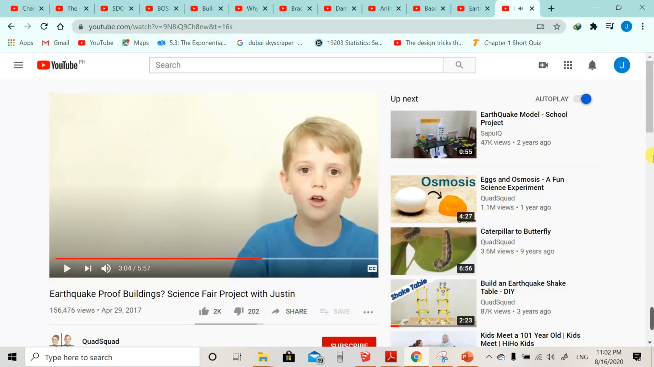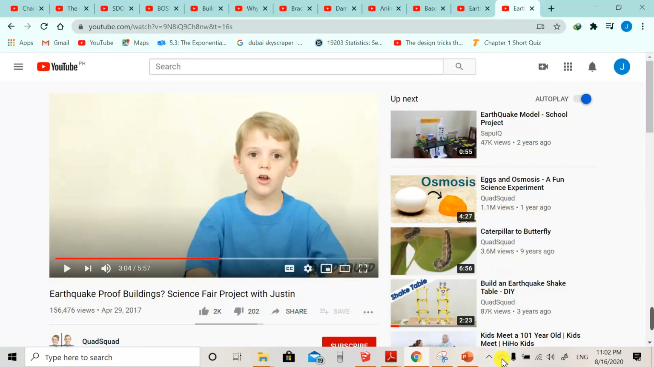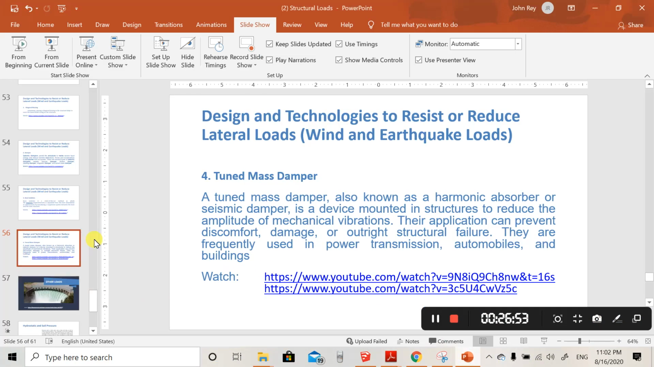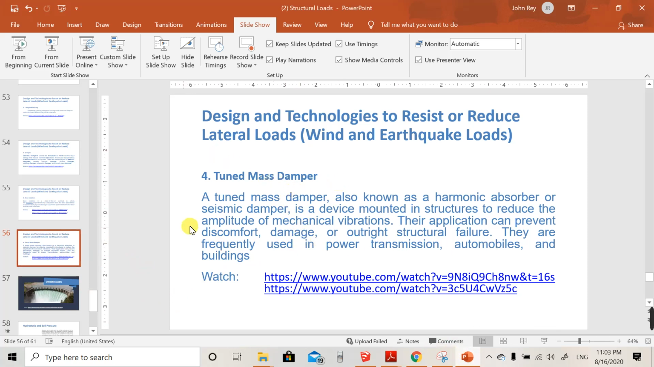So, at least nakita nyo yung effect ng ating tuned mass damper sa building. No? So, yun. Dito ko na tatapusin yung formal lecture natin sa earthquake, earthquake loads.